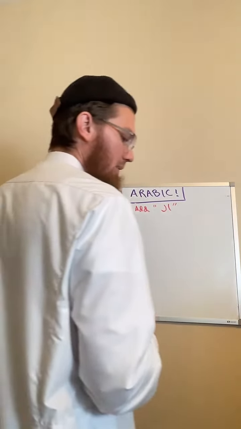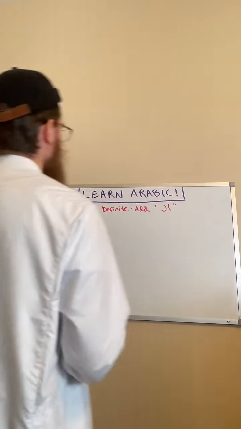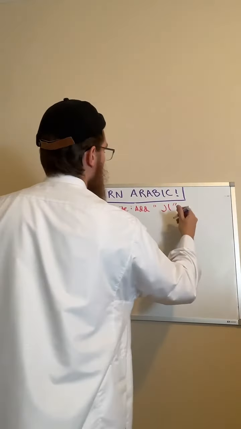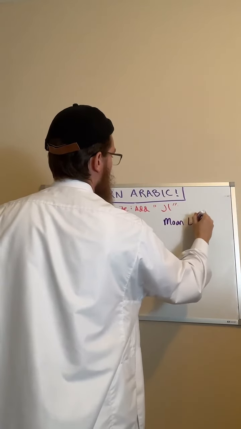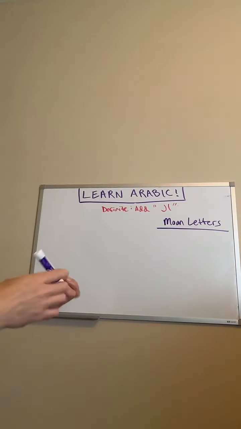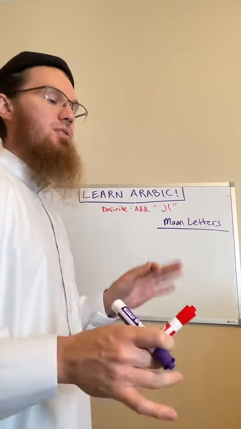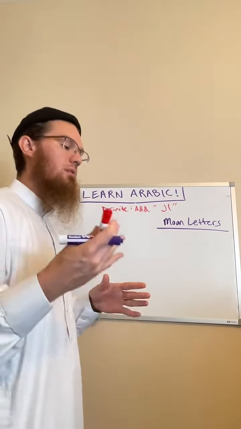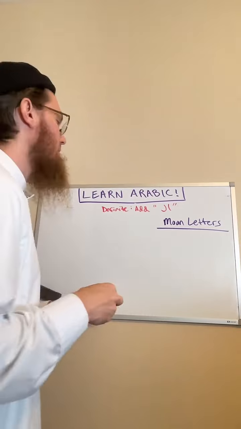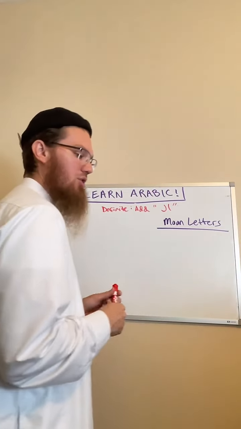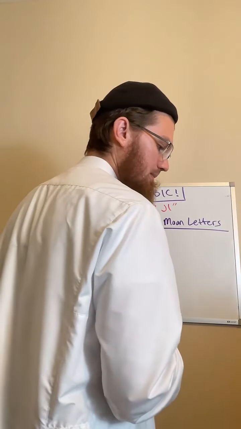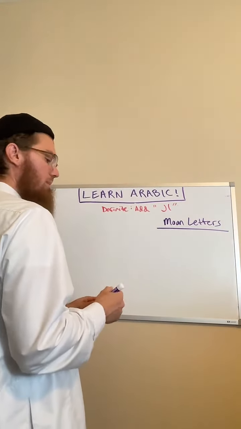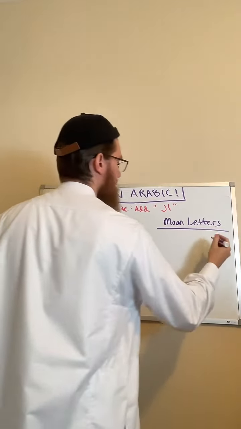So, for example, we have moon letters. They're called moon letters, okay? Now, when it comes to moon letters, there's no new rule to learn. You're just going to pronounce the word the same way that you would expect to pronounce it. So for example, we'll use the word moon.